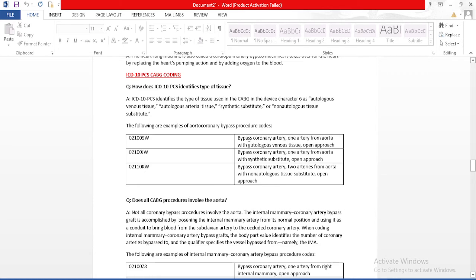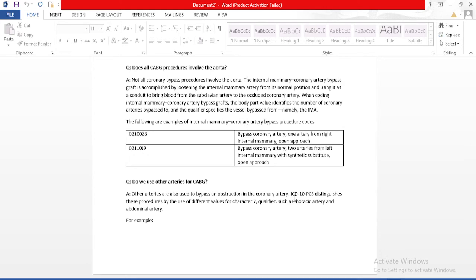So the first one is autologous venous tissue. 9 means autologous venous tissue. Here the physician will use the patient's own body vein. Next one, J. So here the physician will use a synthetic substitute. Next one is K. Here the physician will use a non-autologous tissue substitute for the bypass procedure.